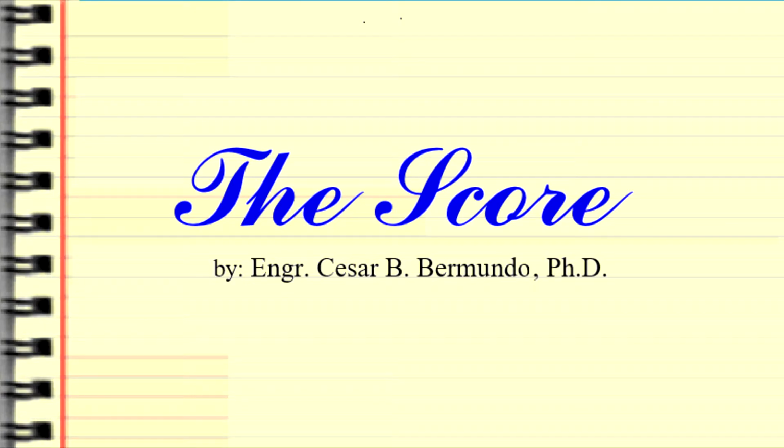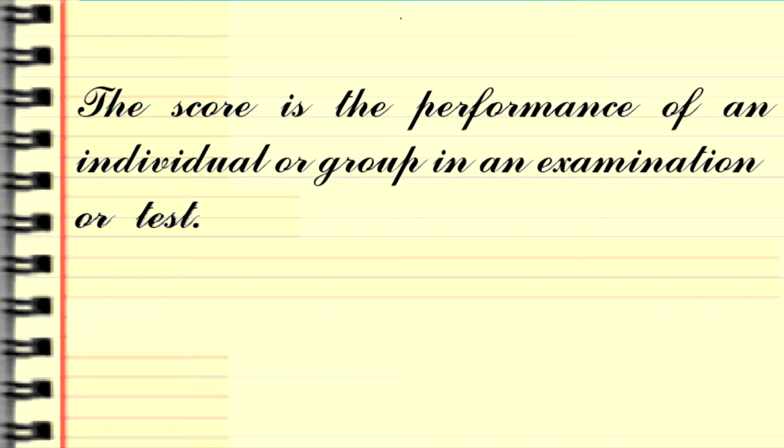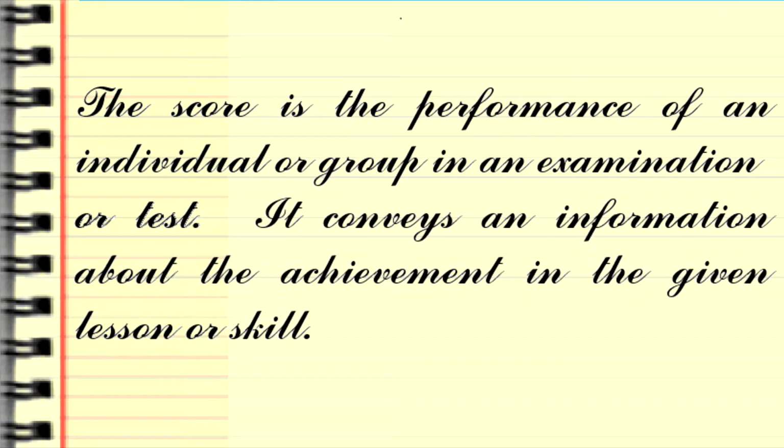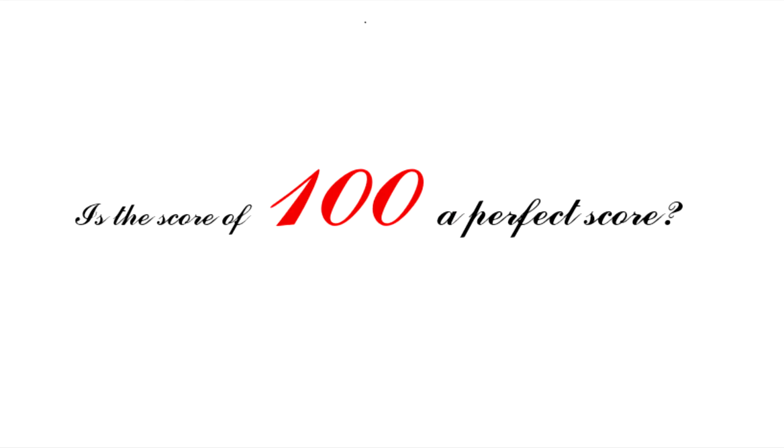The score. The score is the performance of an individual or group in an examination or test. It conveys information about the achievement in a given lesson or skill. But score alone is not enough. For example, is the score of 100 the best score when the number of items is 200? It's evident here that you need to provide the total number of items.